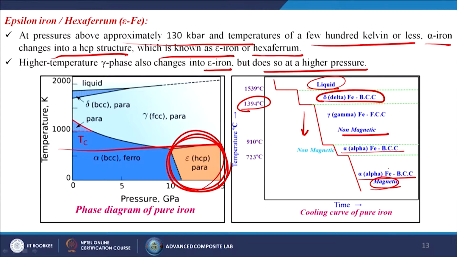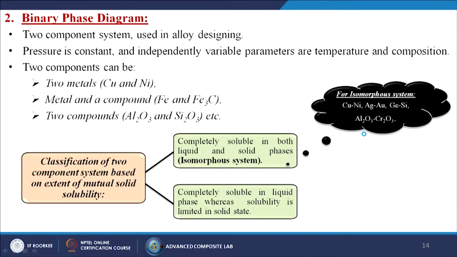So, you see a single material at higher temperature was non-magnetic, and when we reduce the temperature it becomes magnetic. Also the crystal structure changes from BCC to FCC, then again BCC, with time and temperature.